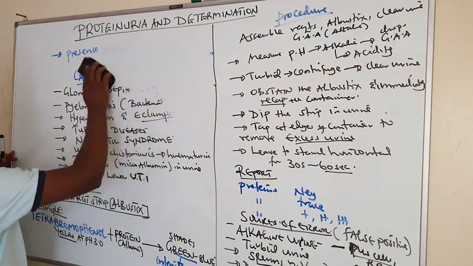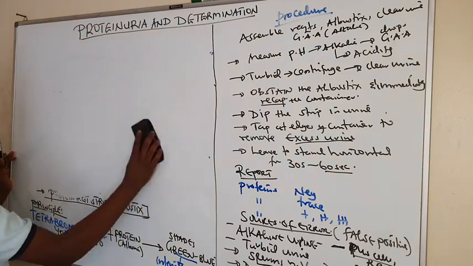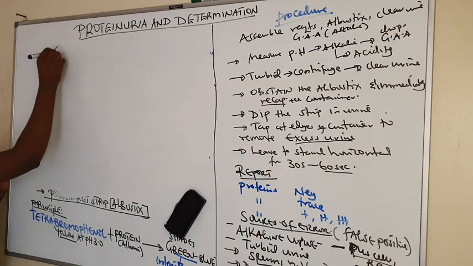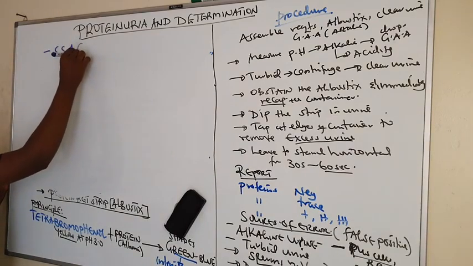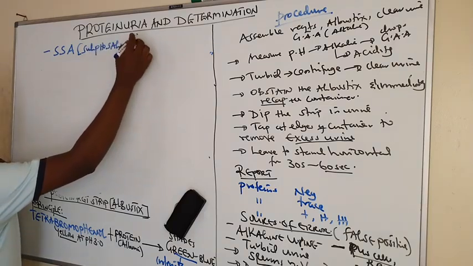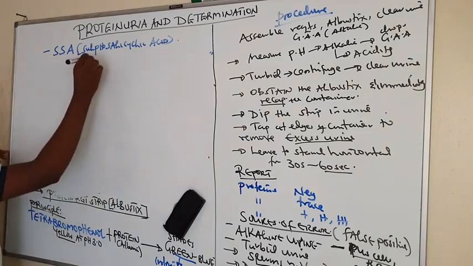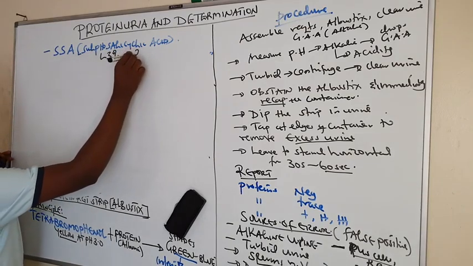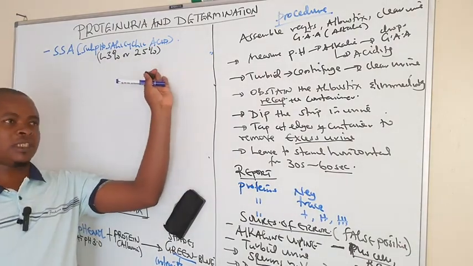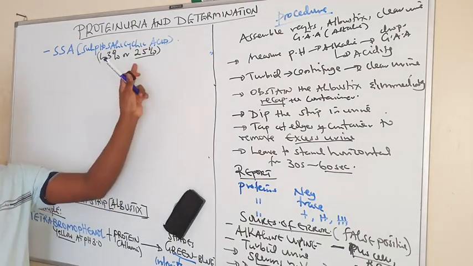After looking at this, the next method we are going to discuss is using sulfosalicylic acid. Sulfosalicylic acid is another method we can use apart from the reagent strip. This SSA normally comes as either 3% or 25%. You can prepare it, but recently the most accurate one is 25%. We have left 3%, so currently we use 25%.